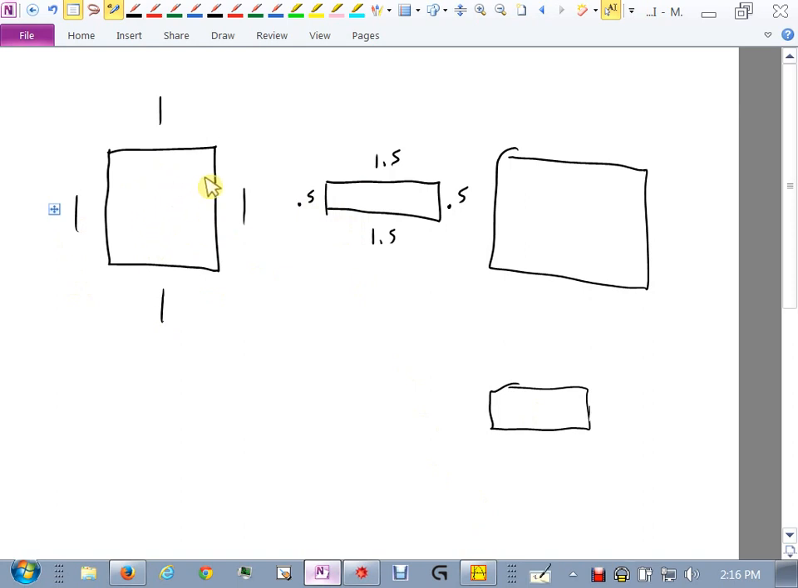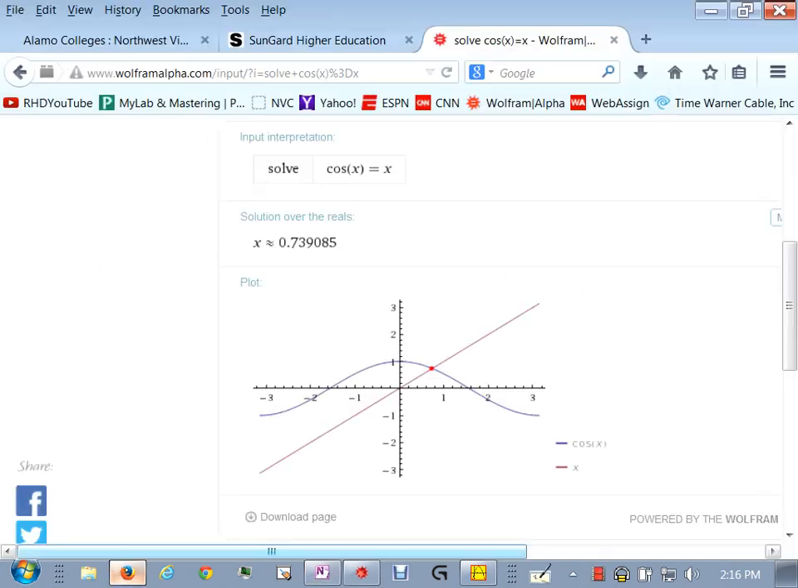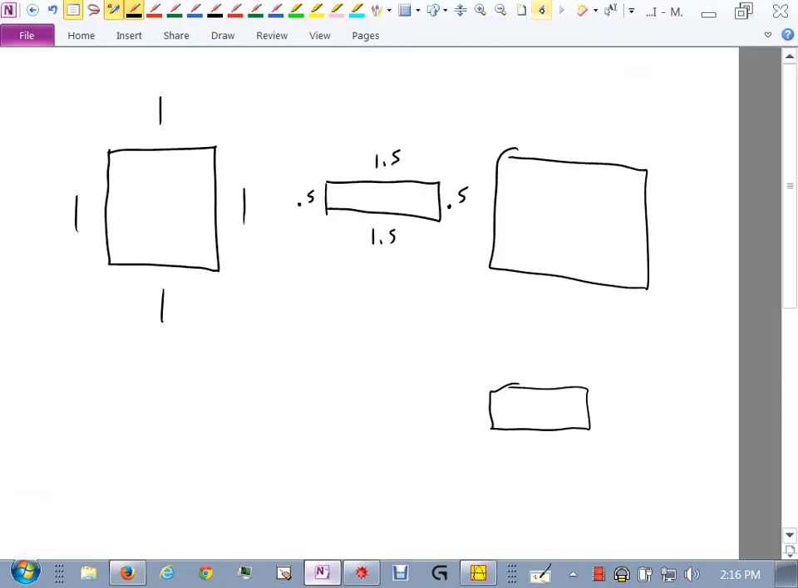What's the area of this? Length times width, 1. What's the area of this? 0.75 or something like that. They're not the same. What I'm trying to convince you of is that if you have a fixed perimeter, the different ways you construct it, you have different areas. And so the question would be, which way do I build it so I get the most area? And that's exactly what the question is that we're asking here.